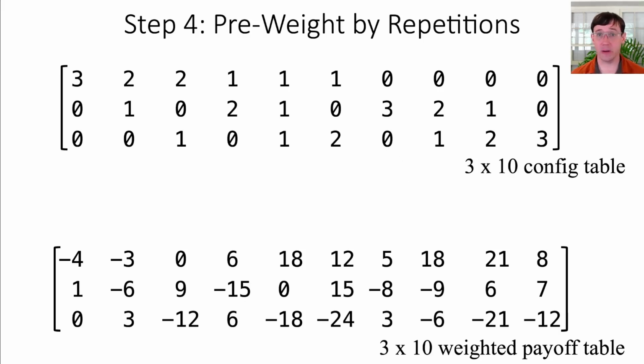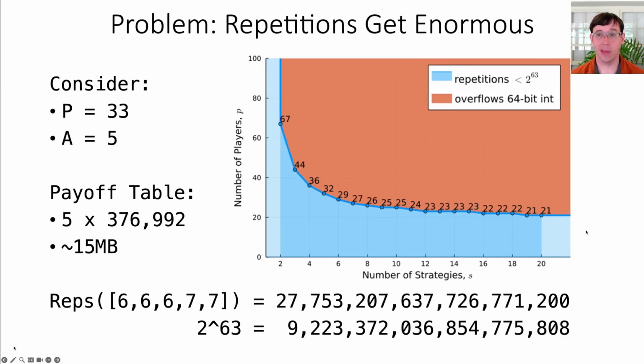And at this point, our data structures are efficient enough to store and work with some very large symmetric games. But that runs us into another problem. Namely, this number of repetitions can get absolutely enormous. If we consider a game with 33 players and 5 actions, among the configurations we need to store is one where the first 3 actions are all played by 6 opponents and the last 2 are played by 7 opponents.